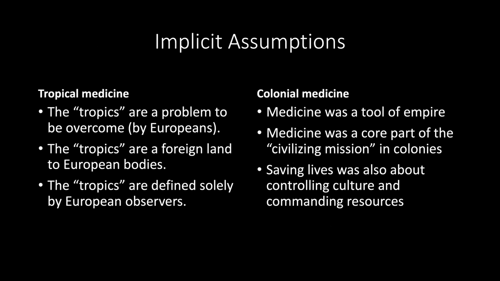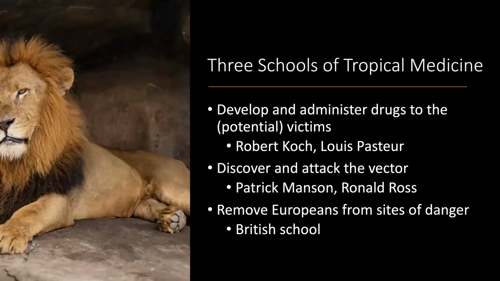So the implicit assumptions in these labels, just so we're clear: tropics are a problem that Europeans must overcome to keep their own bodies healthy. They're a foreign land to these European bodies, and that's defined solely from a European perspective, later also a white North American perspective. But colonial medicine in scholarship asserts that medicine was a tool of empire, that it was a core part of the civilizing mission in colonies where medical missionaries were instrumental agents, and that saving lives was really also about controlling culture and commanding resources. So that's just that quote again.